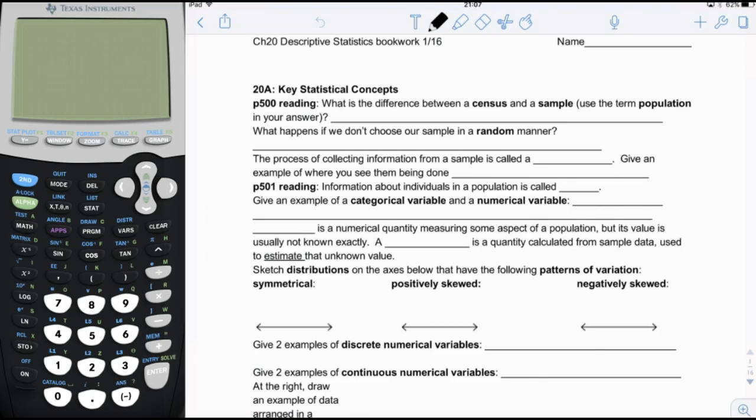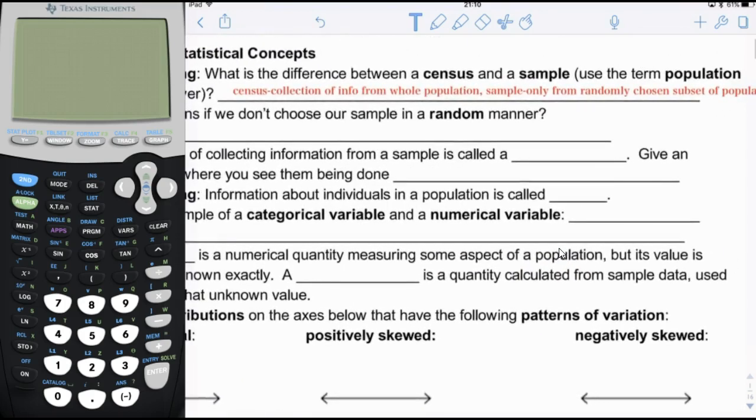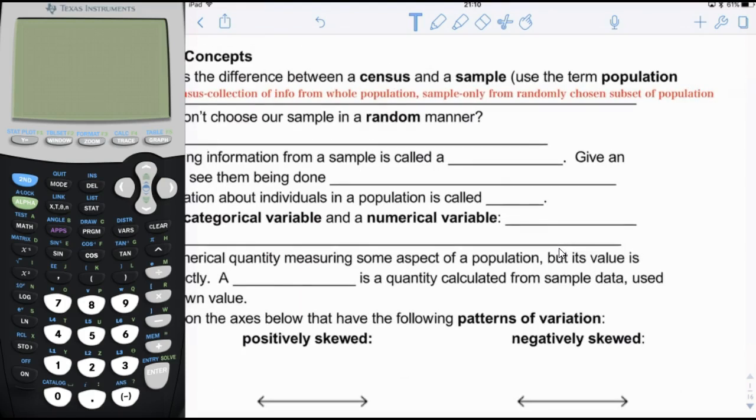When you take a sample, you talk to just a portion of the people in the total population. You can see I wrote that a census is a collection of information from the whole population. A sample is only from a randomly chosen subset of the population.